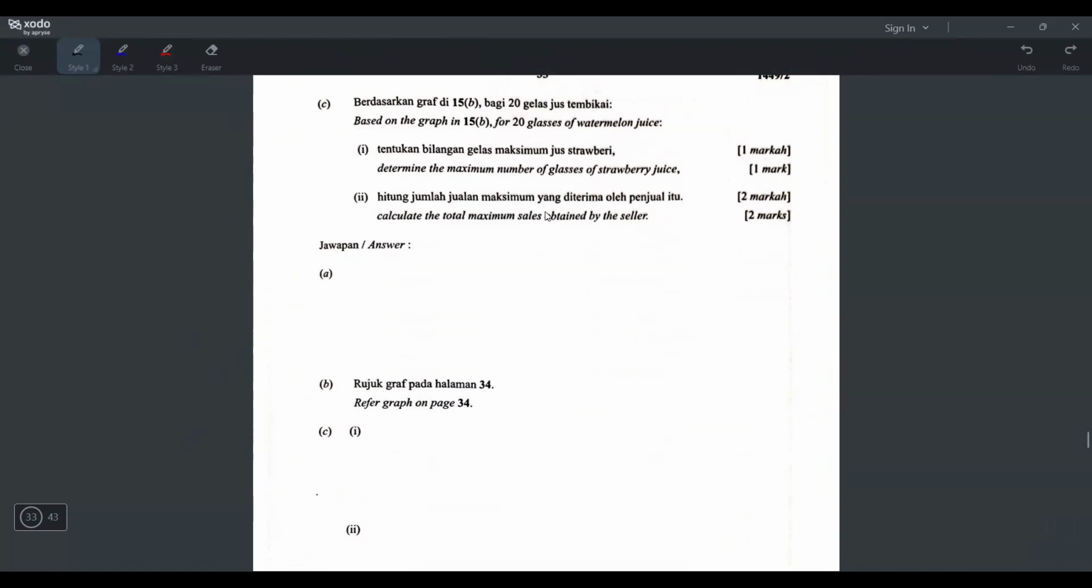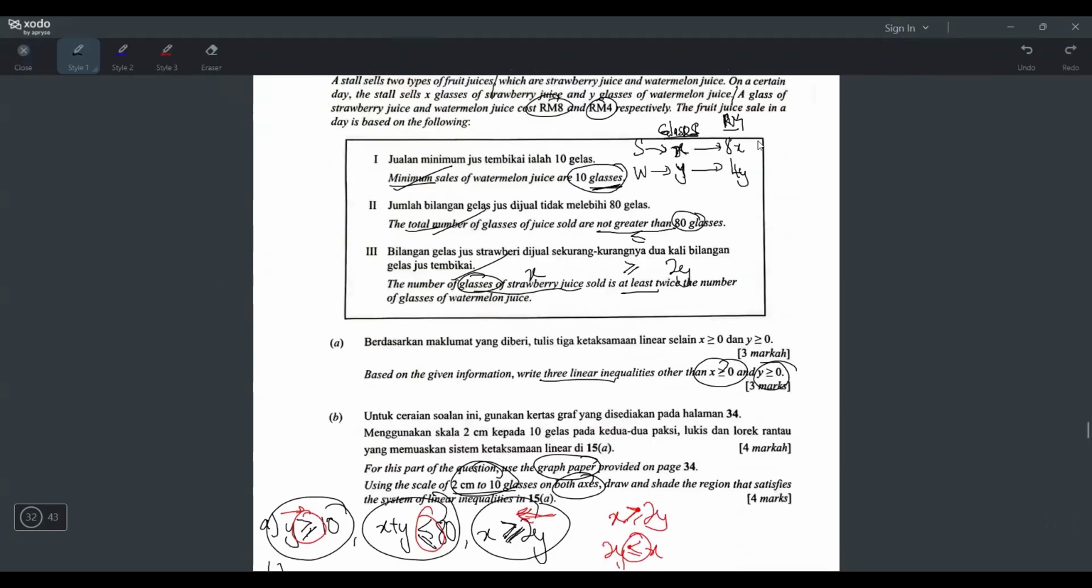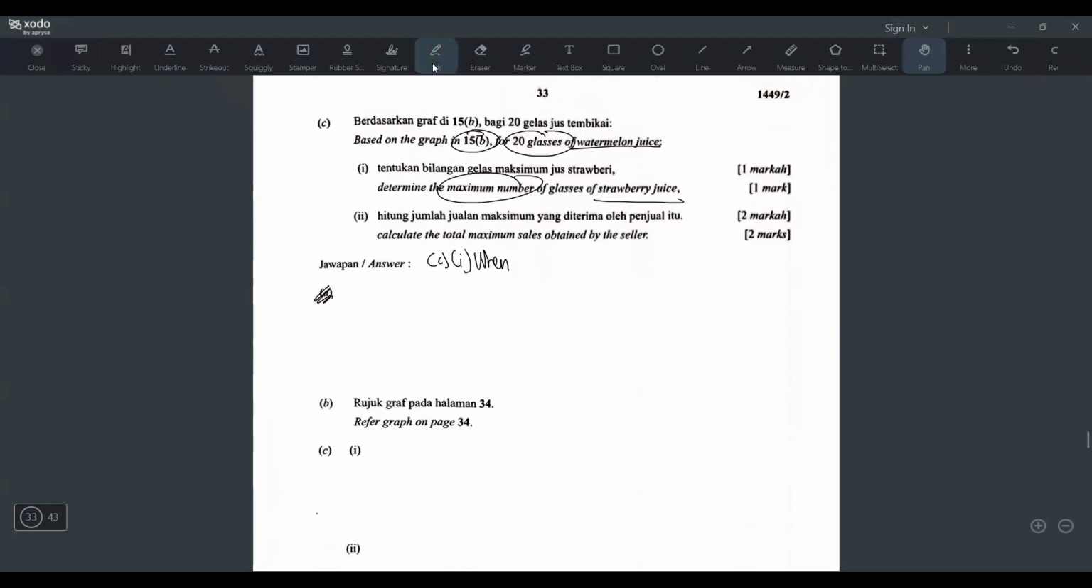Okay, now we do C. So C says what? Based on the graph in 15B, for 20 glasses of watermelon juice, determine the maximum number of strawberry juice. Okay, if they give me X, I can find Y. If they give me Y, I can find X. So they give me 20. Is 20 X or Y? So I will just write here for soalan C1. Watermelon, if you forgot, you can tengok balik this one. You remember I drew this? This one very helpful one. So watermelon is represented by Y. So if they give me Y, I can find X.